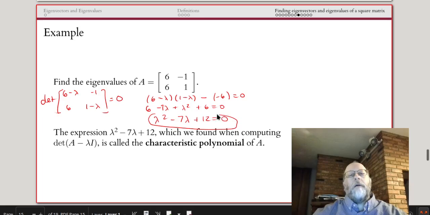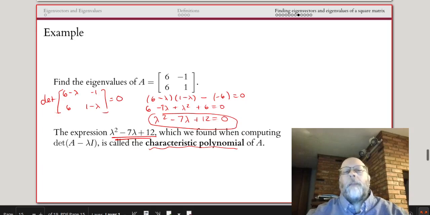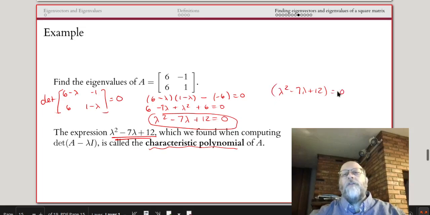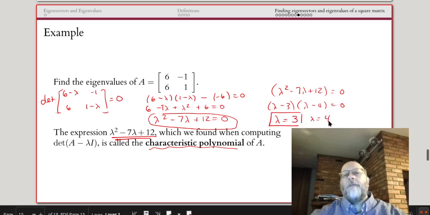This has a name. It's called the characteristic polynomial of A. It doesn't really matter whether you know the term characteristic polynomial, but you will see that term again in differential equations. So if you know what it's called now, you will have a bit of an advantage when you get to chapter 3 of the differential equations course. So, all right, how do we solve this? Well, lambda squared minus 7 lambda plus 12 factors into lambda minus 3 and lambda minus 4. And so my eigenvalues are positive 3 and positive 4.